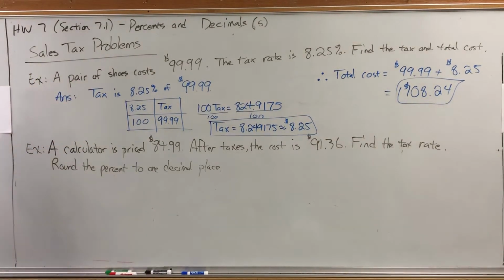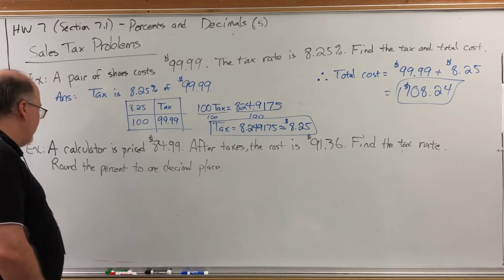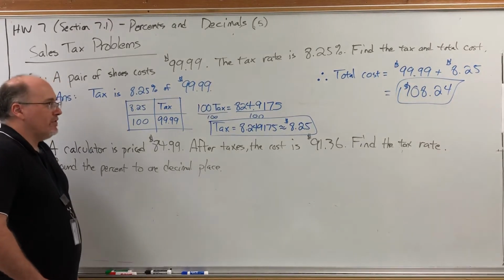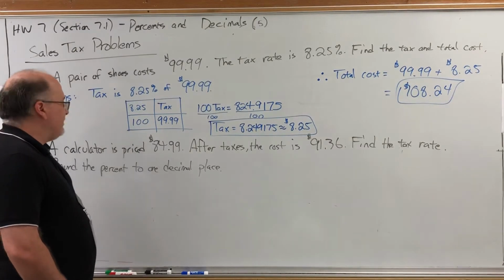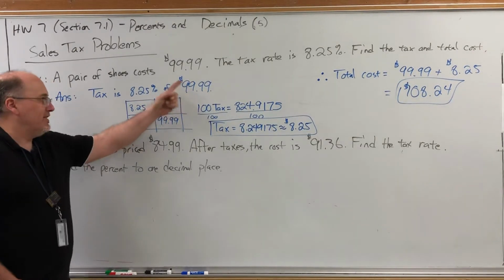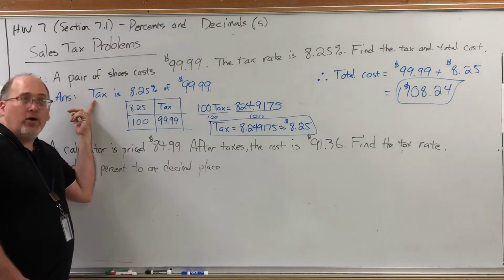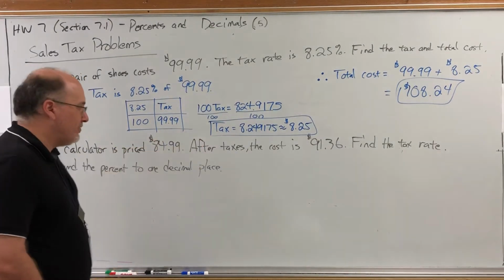Let's take a look at one more example. A calculator is priced $84.99. After taxes, the cost is $91.36. Find the tax rate. Round the percent to 1 decimal place. This one we kind of have to reverse engineer what we did in the previous problem, because in order to find the tax rate, we need to set up a box like this. But in order to set up a box like this, we need to know what the taxes were. So how do we find the taxes when we know the original price and the price after the tax?